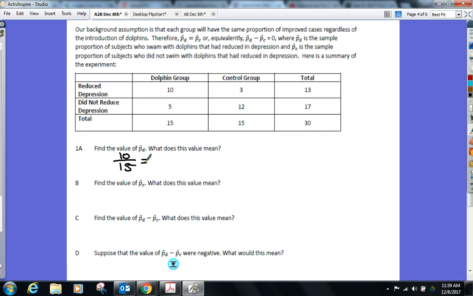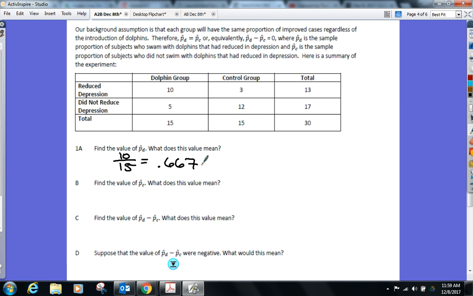Remember our dot plots we did yesterday? They were all as a decimal, right? So please turn this into a decimal. 10 out of 15. Two-thirds, 0.667. Okay, because when we leave it as a sample proportion, we leave it in decimal form. Okay? So everyone all right on that one?